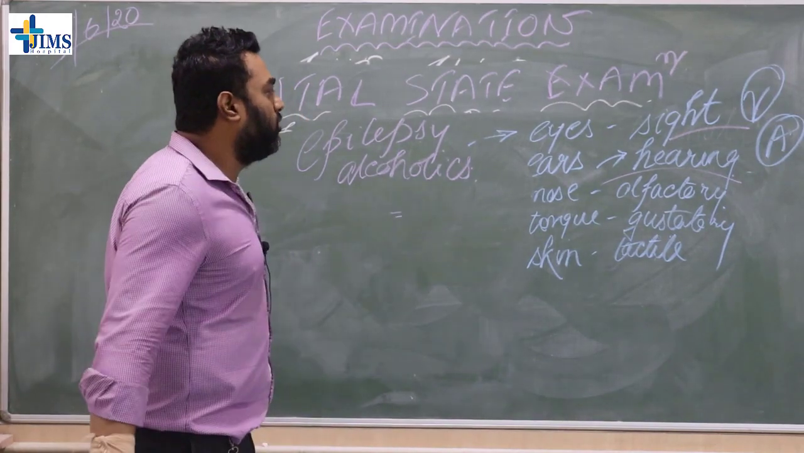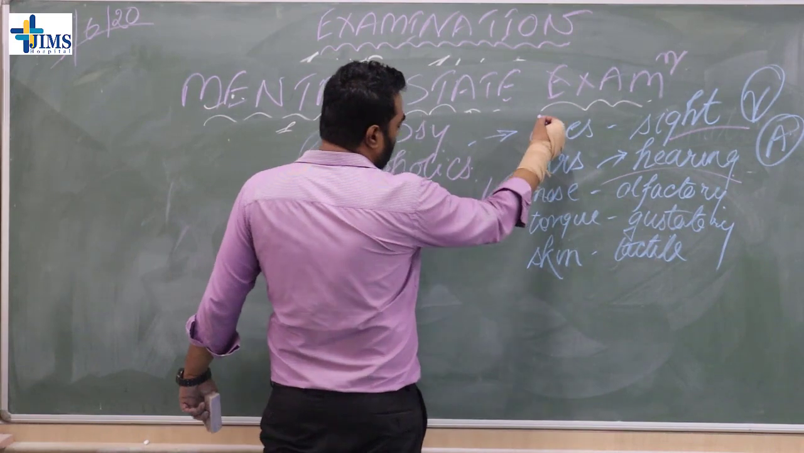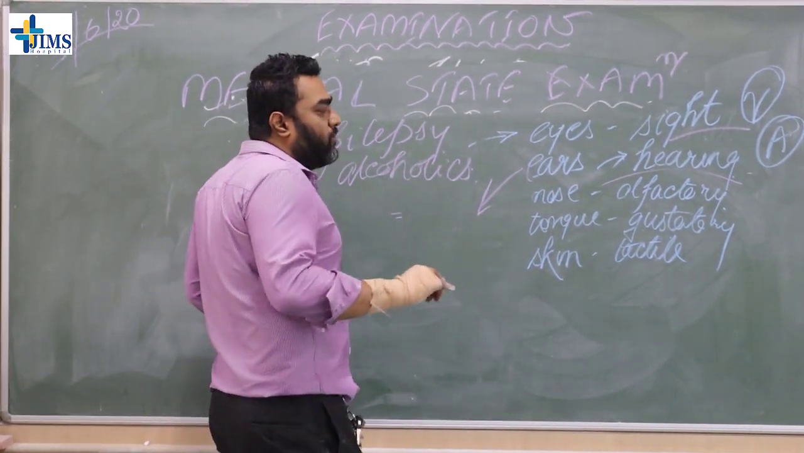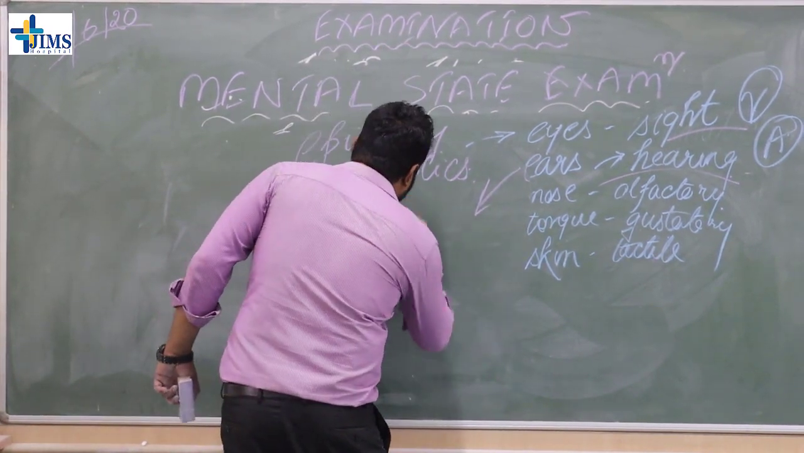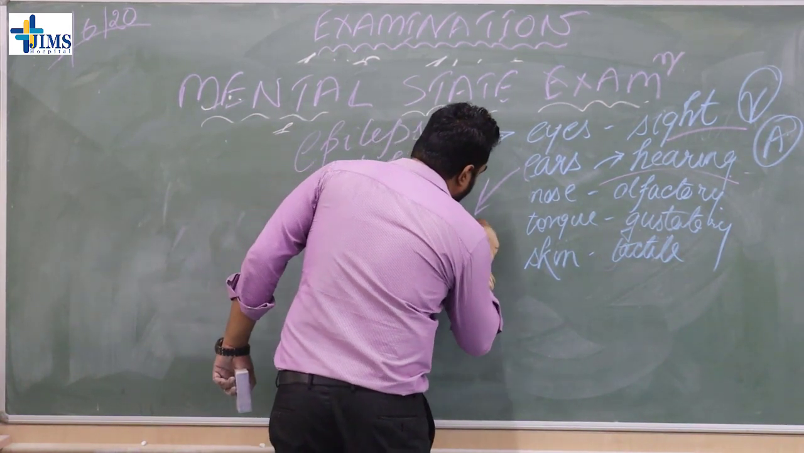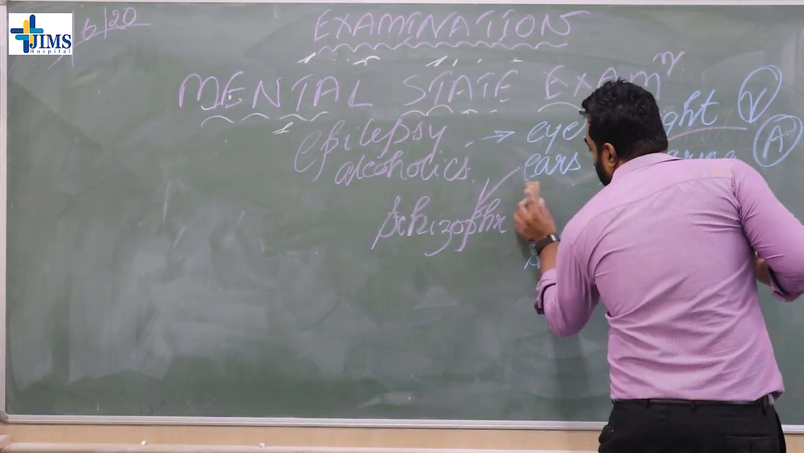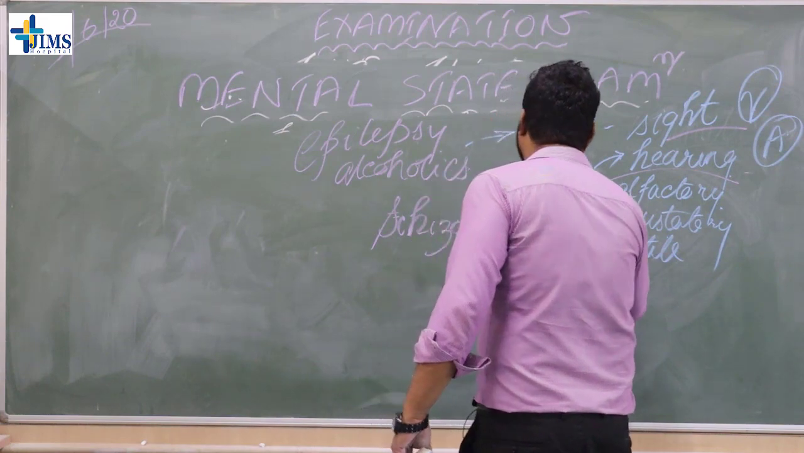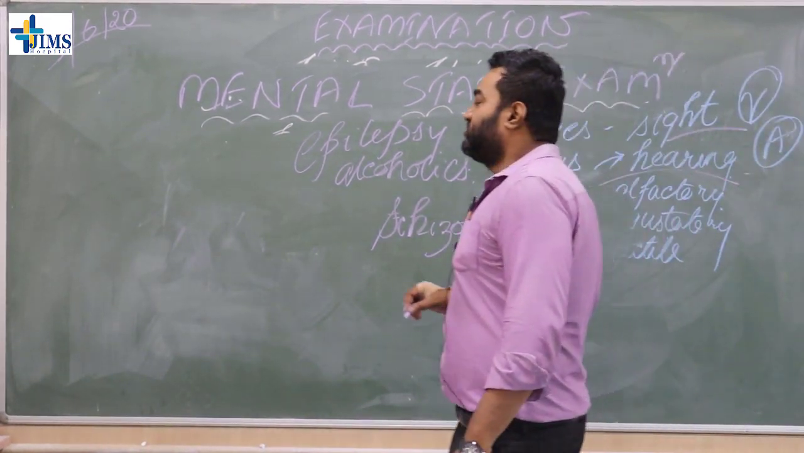This auditory hallucination you will find in schizophrenics. All types of hallucination you will find in schizophrenics, but the most common hallucination you will find in schizophrenia is auditory hallucination. Schizophrenia. You should pronounce the name properly. Schizophrenia. So this is perception.